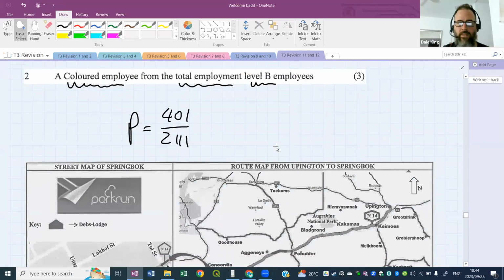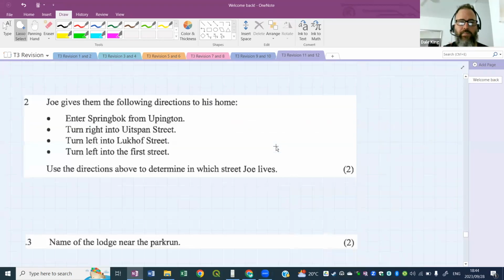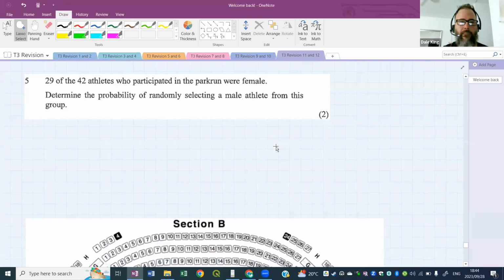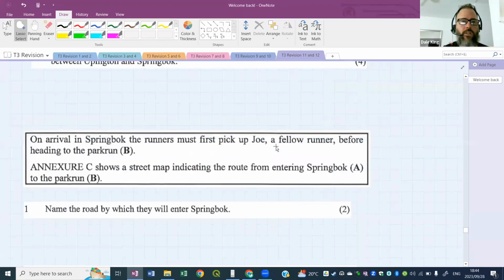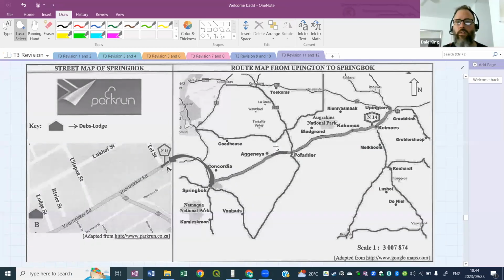All right. This is another map work question, but I'm not going to do this one. I'm going to go down to a but I just want to show you. So this is another map work question. And they ask the usual map work questions here.